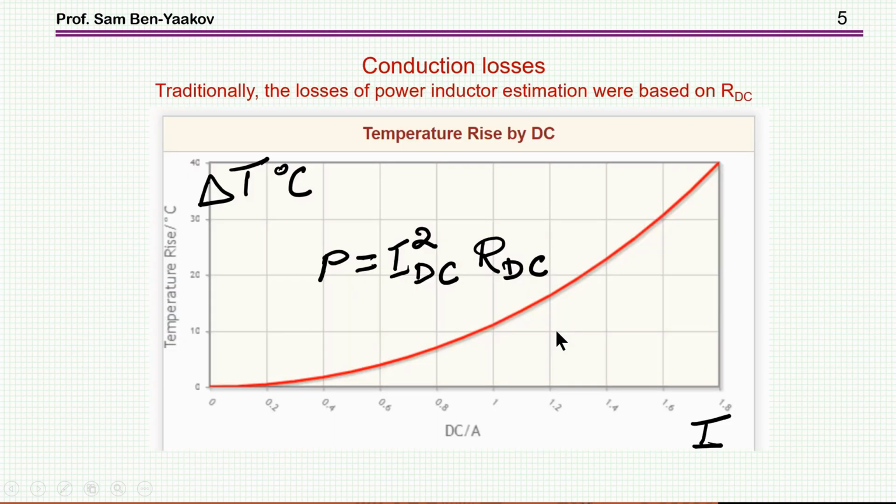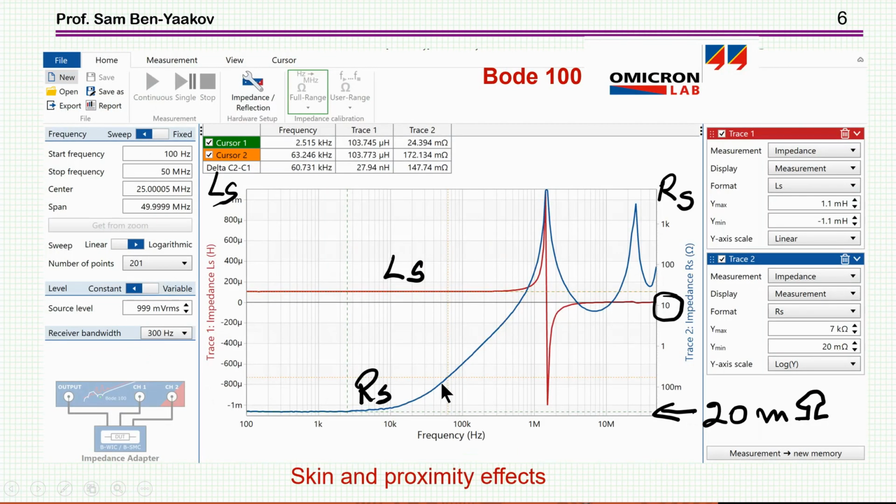Traditionally, the power dissipation and temperature rise of inductors were calculated based on the DC current and the DC resistance. So this is the power which causes the increase in the temperature of the device. We know, however, that things are not that simple.